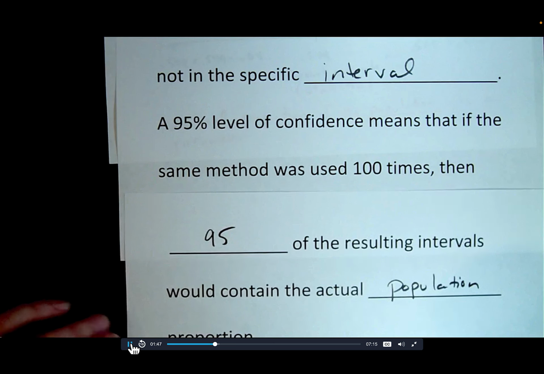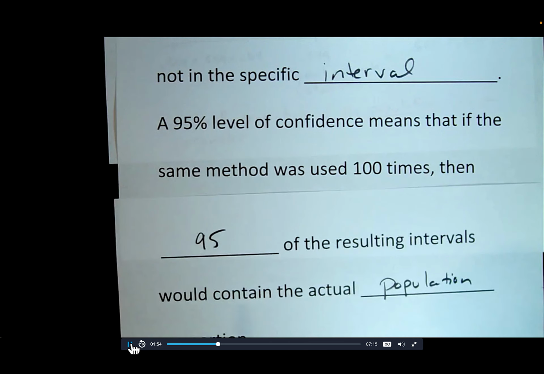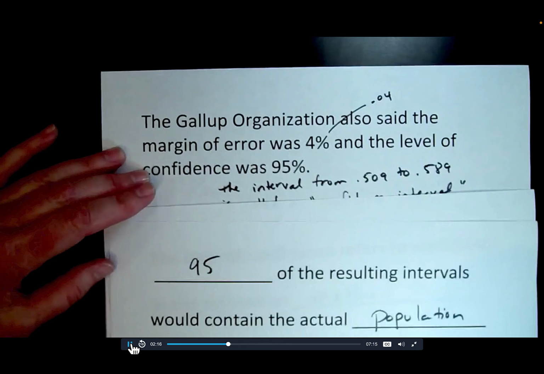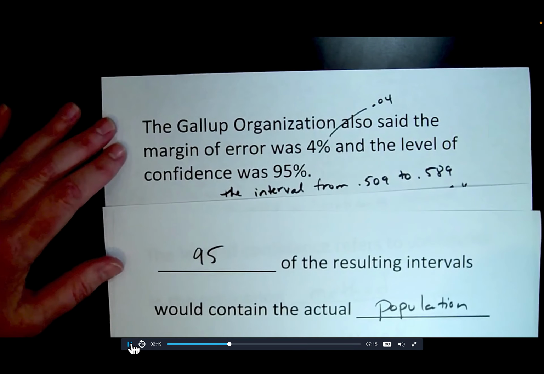So the 95% confidence level means if you use the same method, and we haven't seen the method yet, so I know that word method doesn't make sense to you, but if you use the same sampling method and the same formula that I'm going to share with you in a minute, then 95% of the times your interval would contain the actual population proportion. So like I said, that's kind of an abstract technical meaning of the word confidence. It's not the way most people would use the word confidence, but that's how it evolved in statistics.